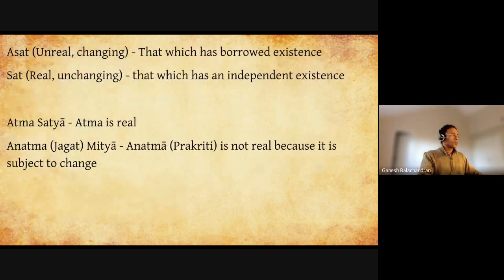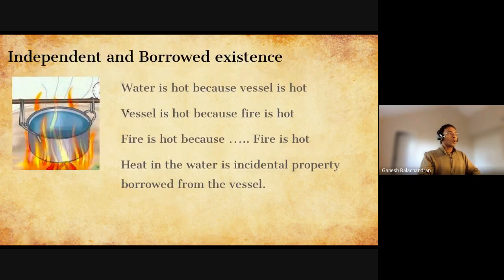We saw the example of Atma Satya Jagat Mithya using the borrowed existence. This topic comes again and again throughout the 18 chapters. Atma has independent existence. All other things in the world have dependent existence. We'll see many examples as we progress. Water is hot because the vessel is hot. Vessel is hot because fire is hot. Fire is hot because fire is hot. Fire is independent. Its heat is the nature of fire, whereas it is an incidental property for the water.